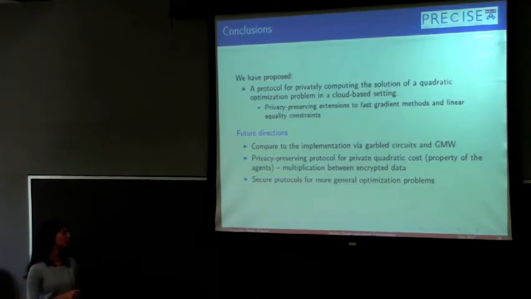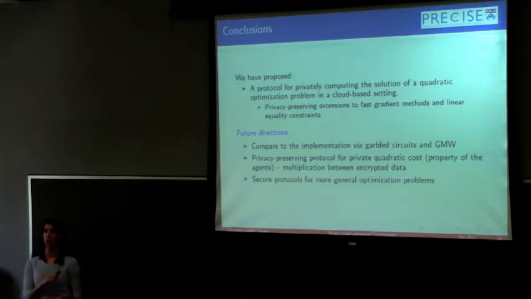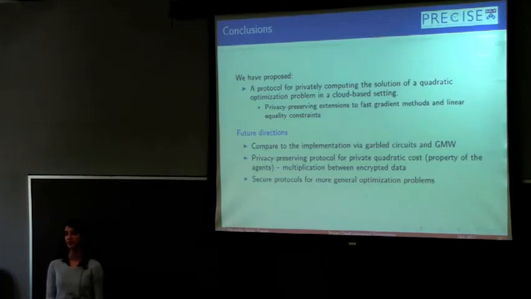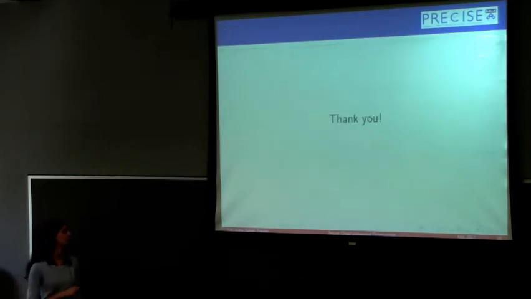So the next problem we're considering is when all the data is private to the agent. So also when those matrices are encrypted, and this means we will have encrypted multiplication between encrypted data, and we need to come up with a way to go around it. So thank you.